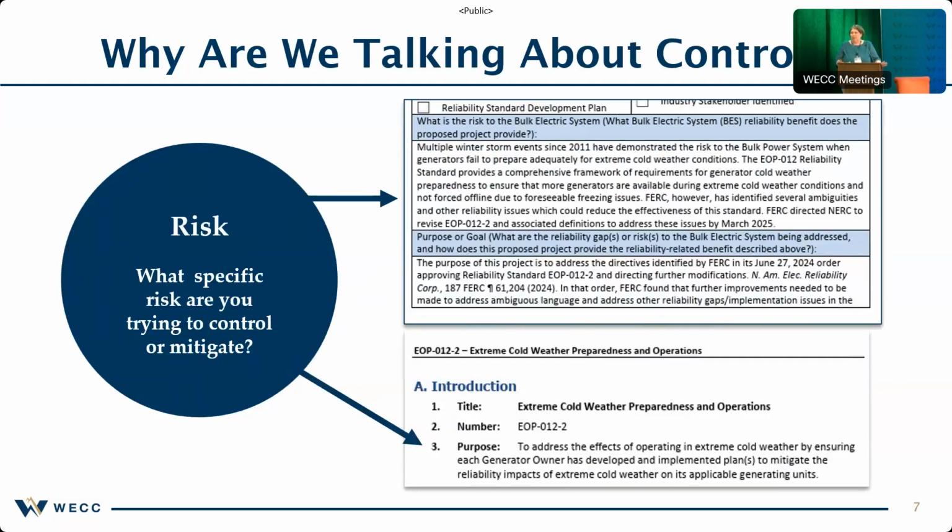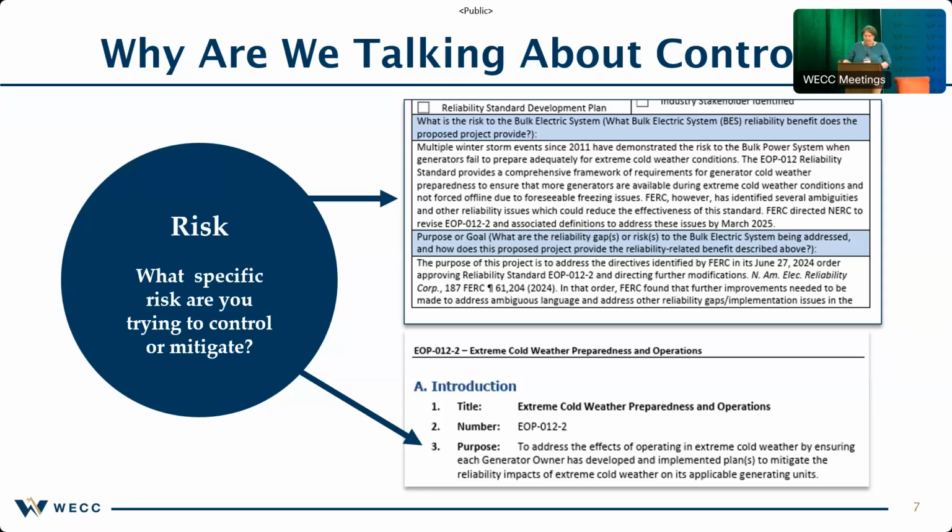Okay, but why are we talking about controls, meaning WECC? Well, the NERC standards are designed to address risks to reliability and security. Curtis already talked to us a lot about this, but I have up here a SAR, or a Standards Authorization Request. And you'll see on the screen in the SAR, there's a field to address risk to the BES, and there's a field to write down the purpose or goal being addressed. Second, once the standard is written, and we've heard reference to this already as well, there's a purpose statement in the standard.